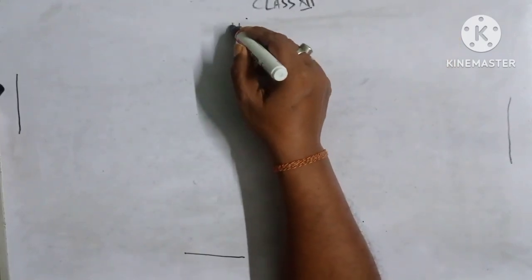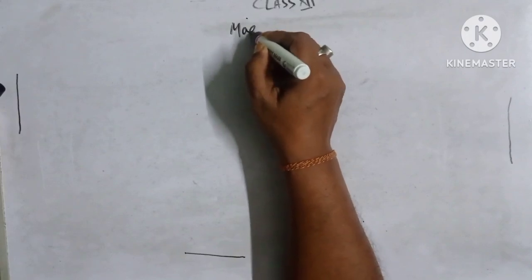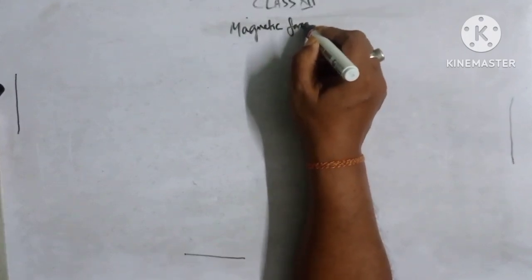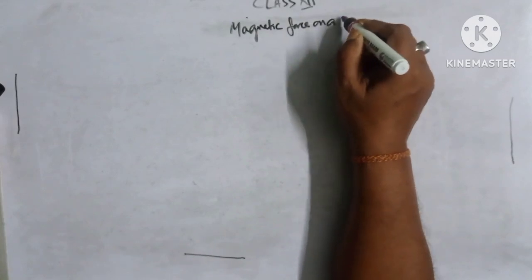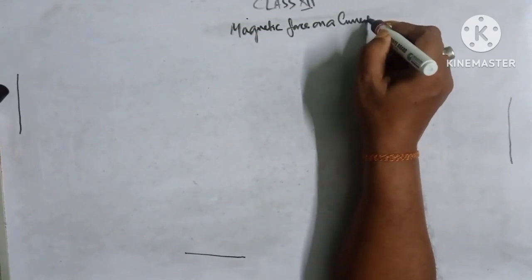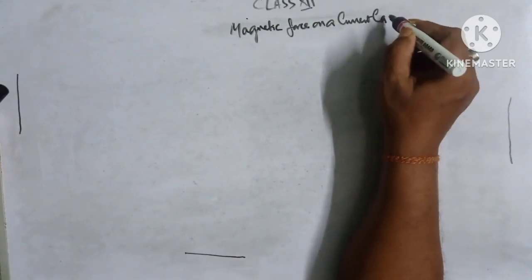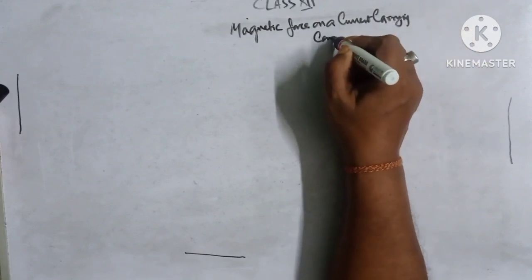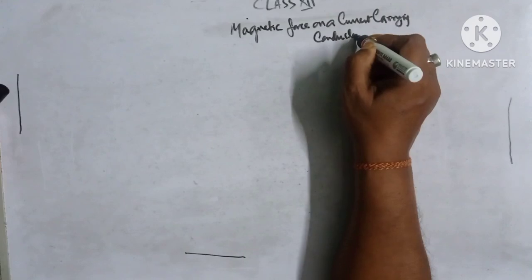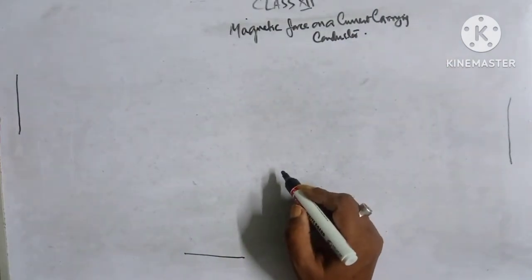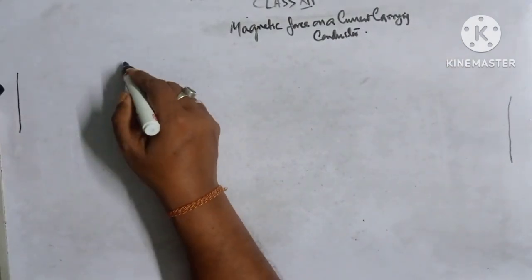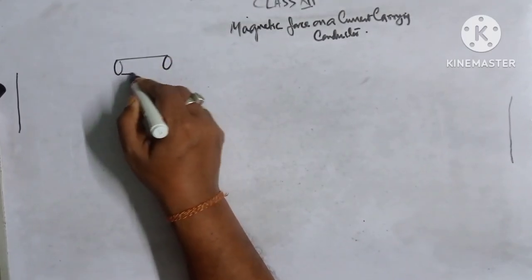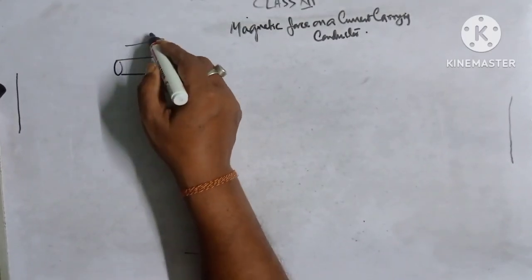First is the magnetic force on a current carrying conductor. So let us see. From the topic, there is a conductor. It is placed in a magnetic field. Say this is a magnetic field.